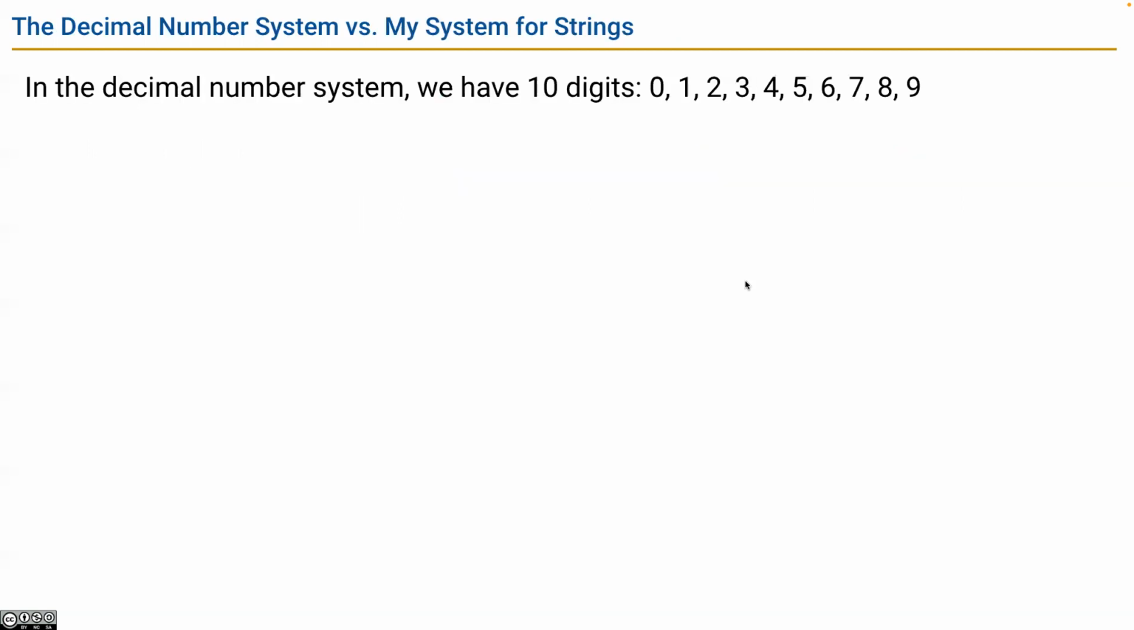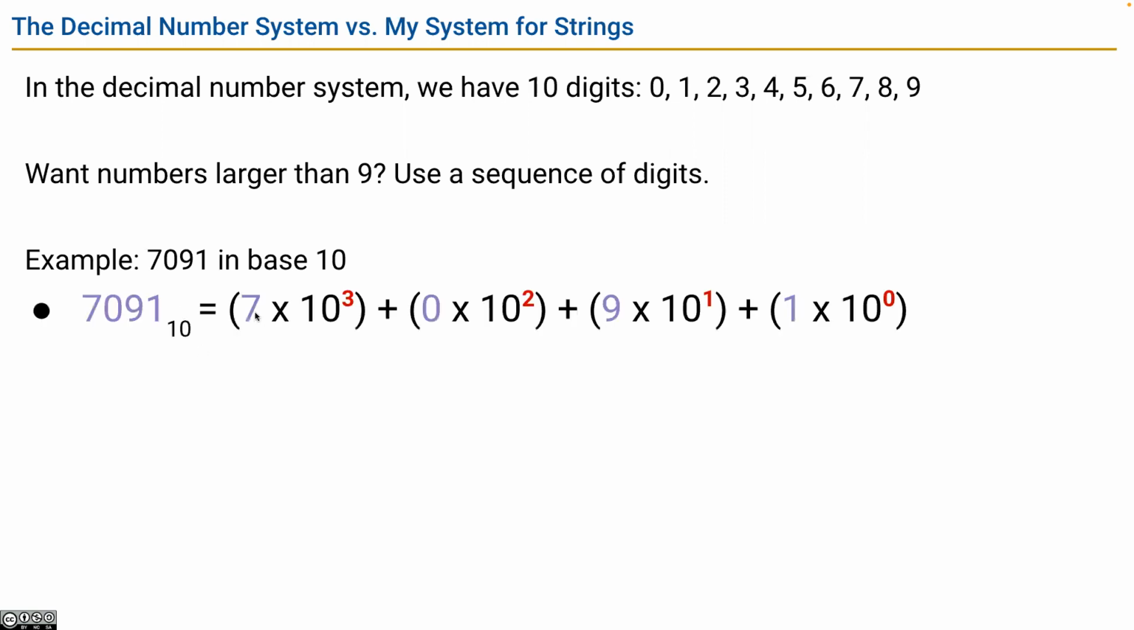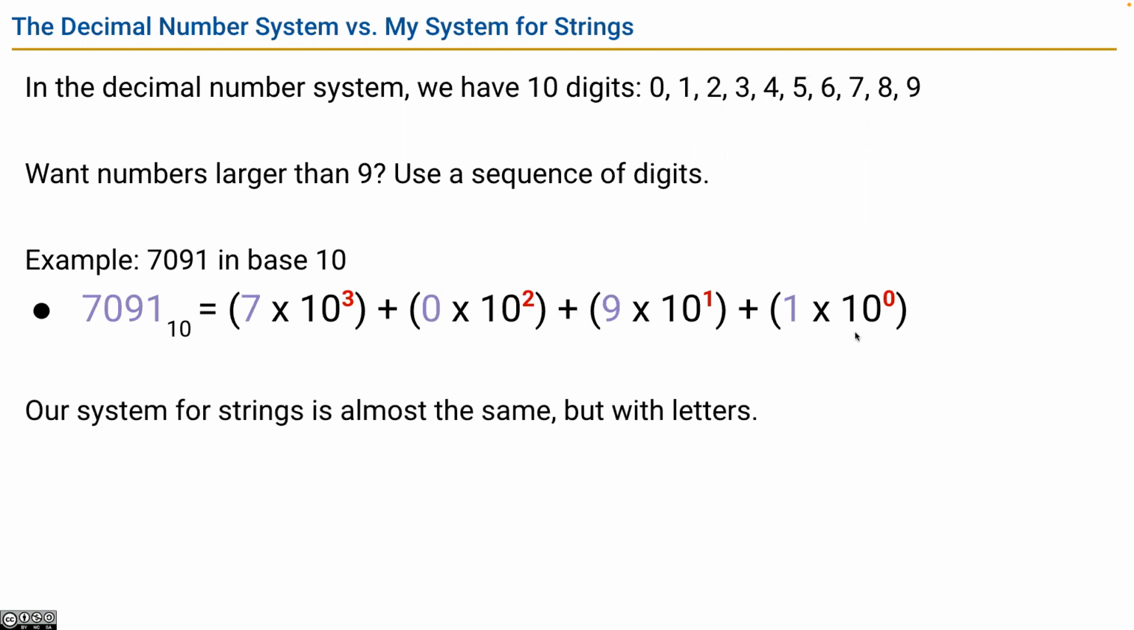The reason I'm doing this pattern is that's how decimal works with Arabic numerals. We have 0, 1, 2, 3, 4, 5, 6, 7, 8, 9. If you want numbers bigger than 9, you use a sequence of digits. So 7091 is 7 times 10 to the 3rd plus 0 times 10 squared plus 9 times 10 plus 1 times 10 to the 0th. Our system for strings is the same thing.